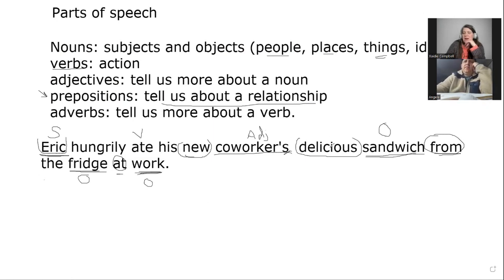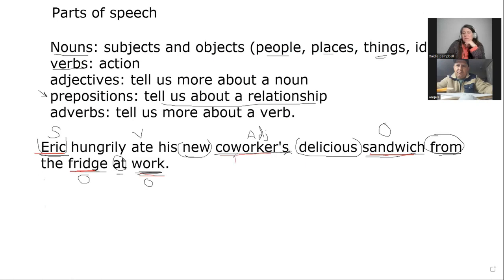Those are both adjectives. I was confused about which word is the noun in this sentence. The noun is the object, right? It's confusing because you say a noun is a subject and an object. Coworker is a noun, but the coworker's delicious sandwich.